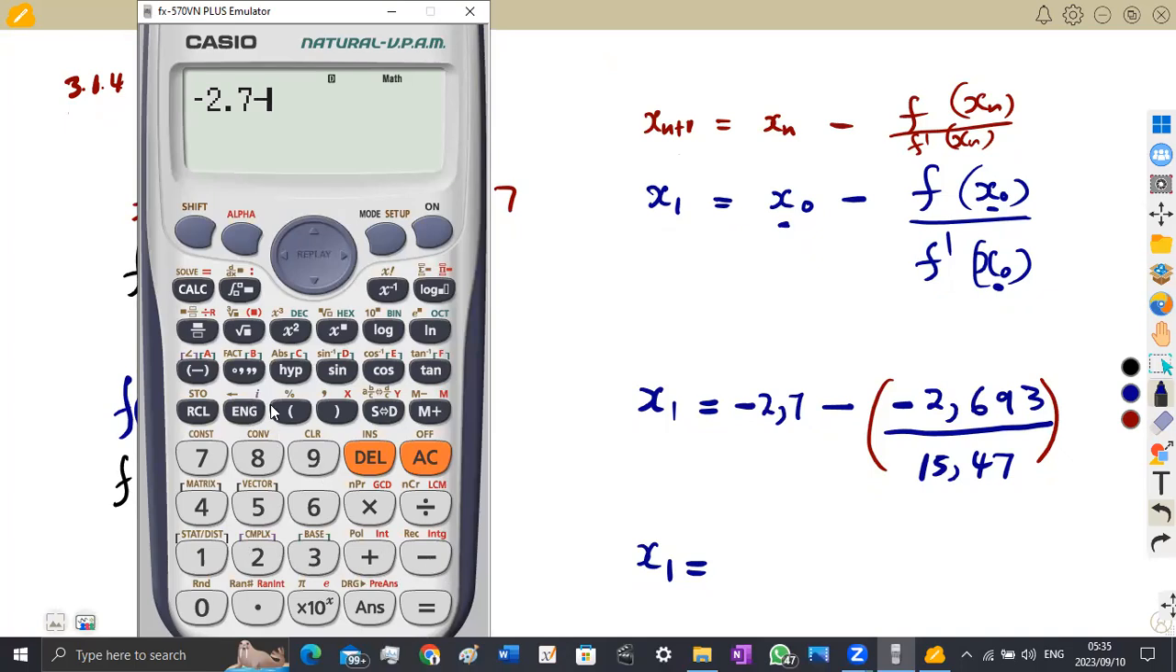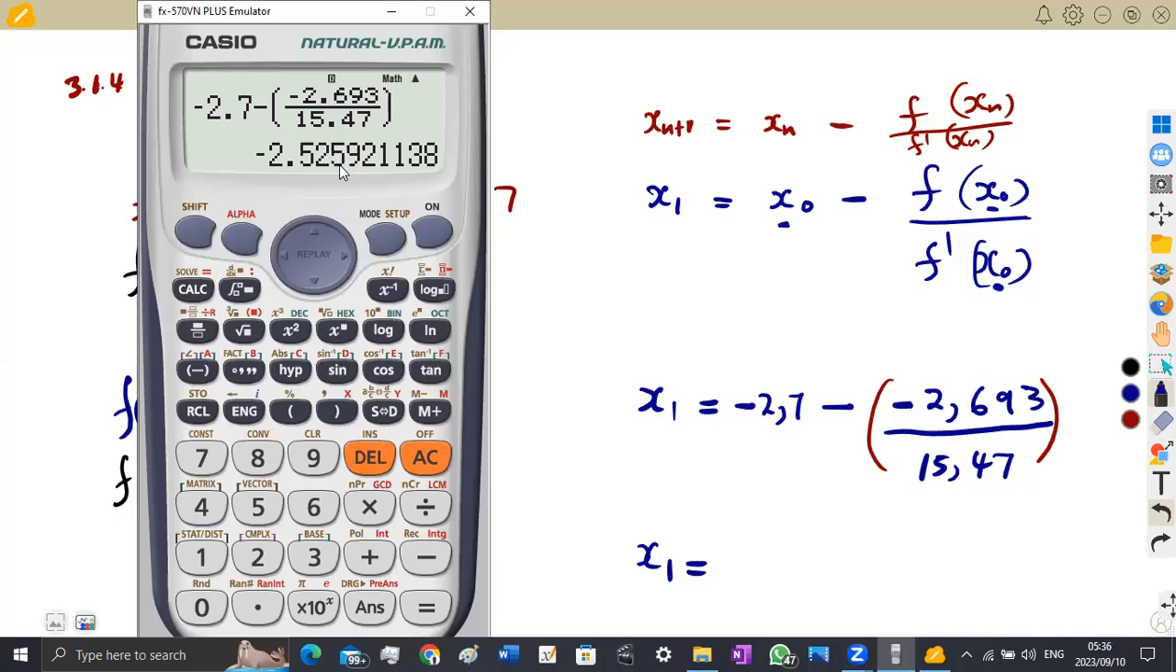minus, so you're going to subtract, in this case, open a bracket, and have a fraction. So we are going to have negative 2,693 like this, everything over 15,47. All right, close that bracket. We have the value of x naught closer, which is negative 2,526 to 3 decimal places.